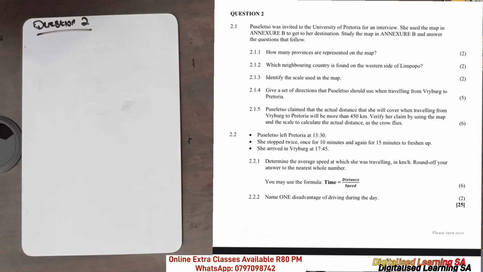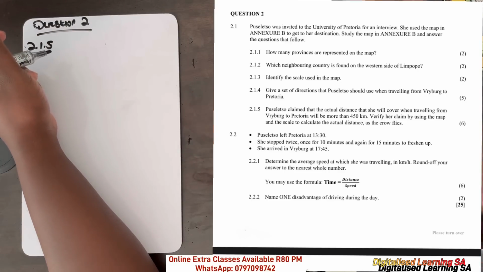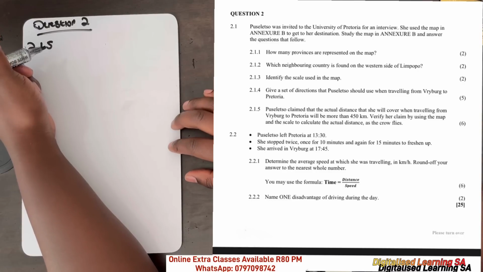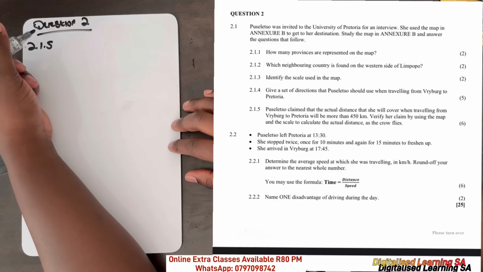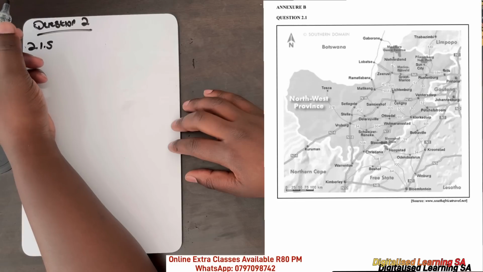Okay, so now let's move to question 2.1.5. Question 2.1.5 says that Puseletso claimed that the actual distance that she will cover when traveling from Vryburg to Pretoria will be more than 450 kilometers. Verify her claim by using the map and the scale to calculate the actual distance as the crow flies.